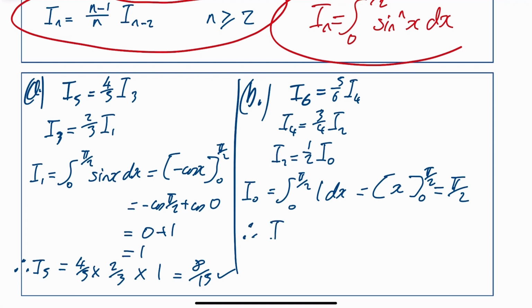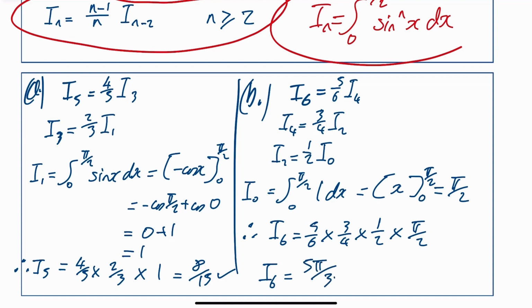Therefore, your I6, remember it was 5 over 6 times I4, which was 3 over 4 times I2, which is a half times I0, which is pi over 2. So your I6 is 5 pi over 32.